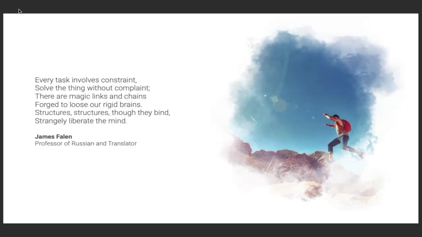Can I have somebody read this excerpt here? Every task involves constraints. Solve the thing without constraint. There are magic links and chains, forged to lose are rigid frames. Structures through the bind strangely liberate the mind.